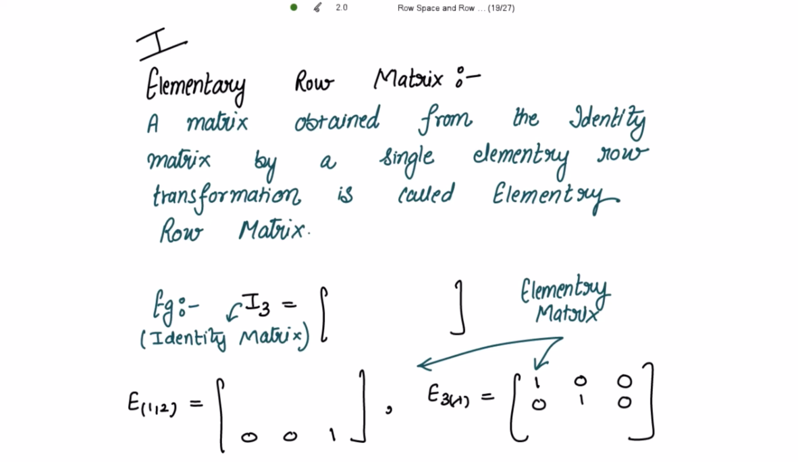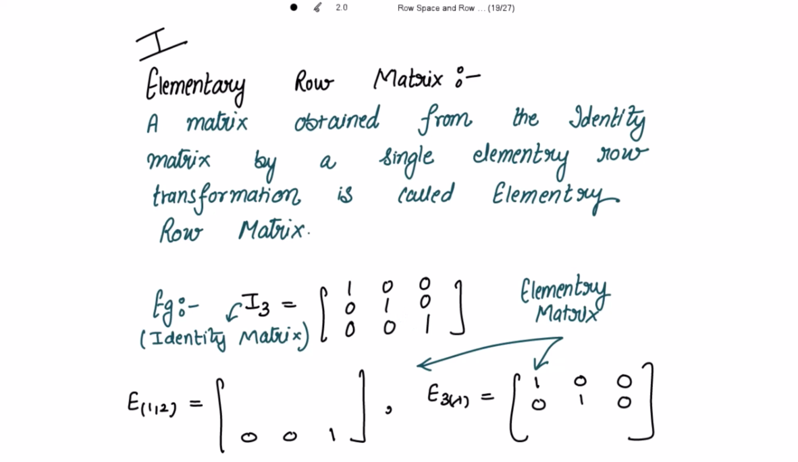Definition for the elementary row matrix. A matrix obtained from the identity matrix by a single elementary row transformation is called an elementary row matrix. So, for example, let's take the identity matrix to be 3 by 3. That is 1 0 0, 0 1 0, 0 0 1. This is your 3 by 3 identity matrix, and let's apply a row operation on this matrix.